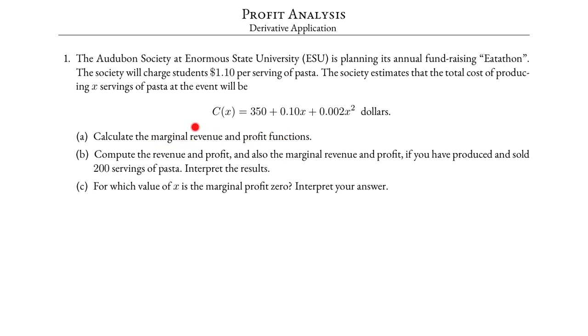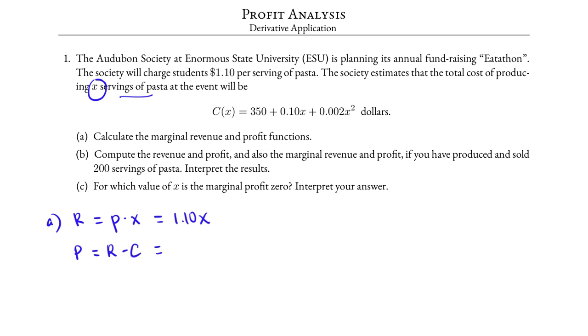To compute the marginal revenue, we would need to obtain the revenue function first, but the revenue is simply the price times the quantity. In this case, x is the quantity, the number of servings, and the price sold per serving is $1.10. And so the revenue function is simply 1.10 times x. The profit is always the revenue minus the cost.